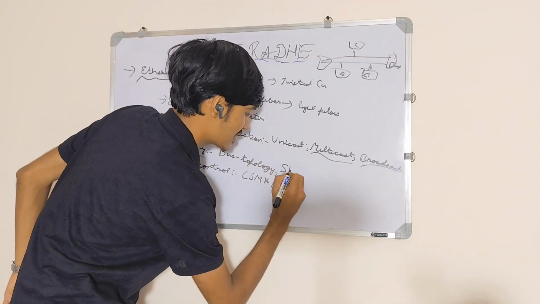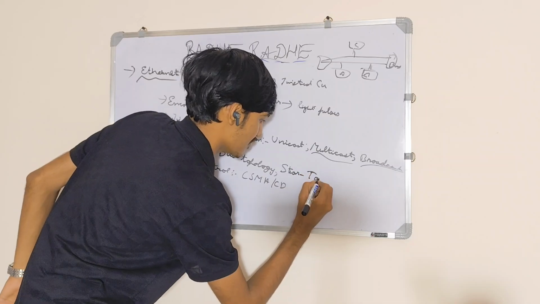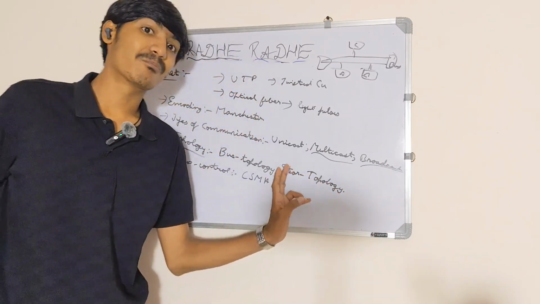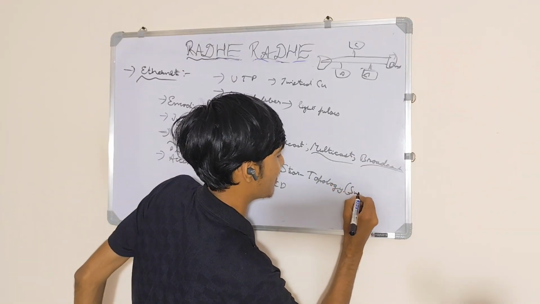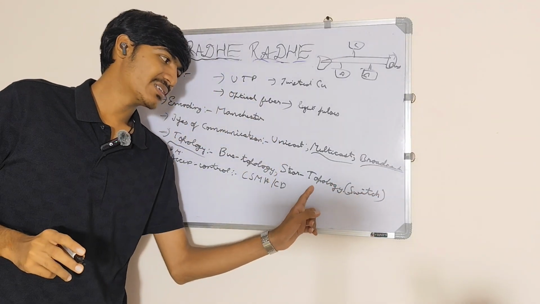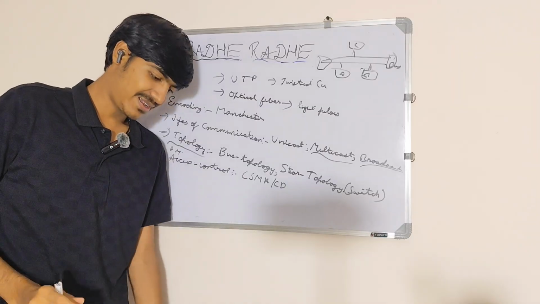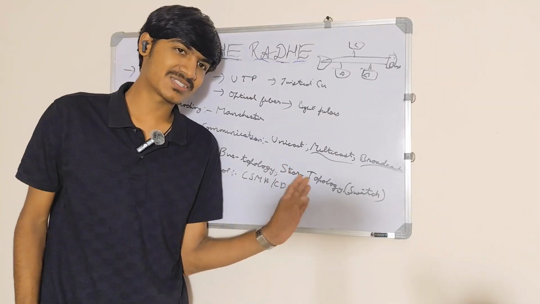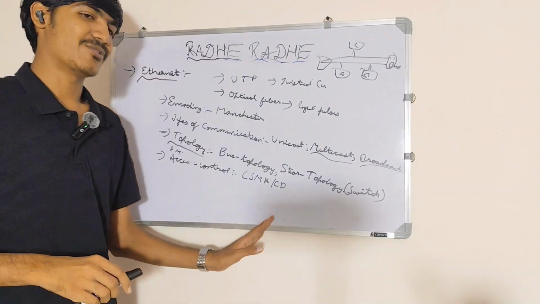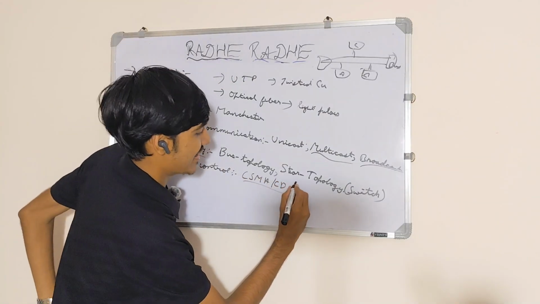I told you earlier it was using bus topology. Today it's using star topology, star topology with a switch. Now, if Ethernet is using star topology with a switch, can collisions occur? So, this is legacy.